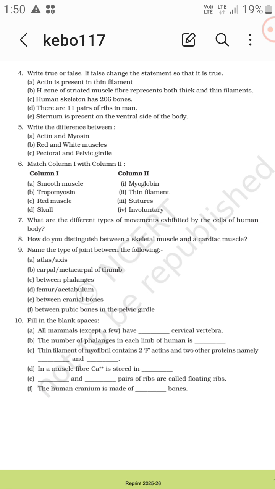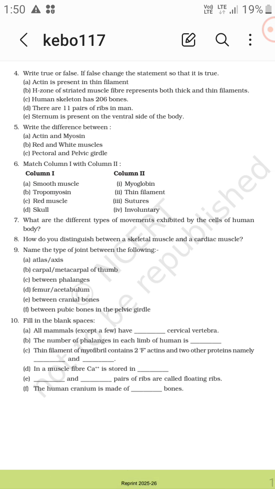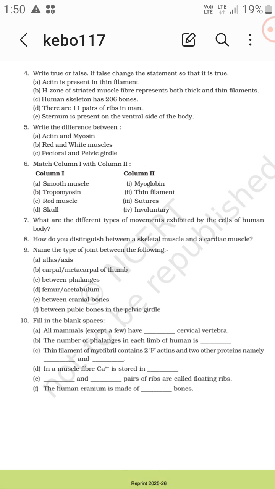Okay, so how do you distinguish between skeletal muscle and cardiac muscle? Cardiac muscles are branched, and skeletal muscles are not. I don't think so, or even if they are branched, remember the cardiac muscle is found only in the heart, unlike skeletal muscle like biceps and all that.